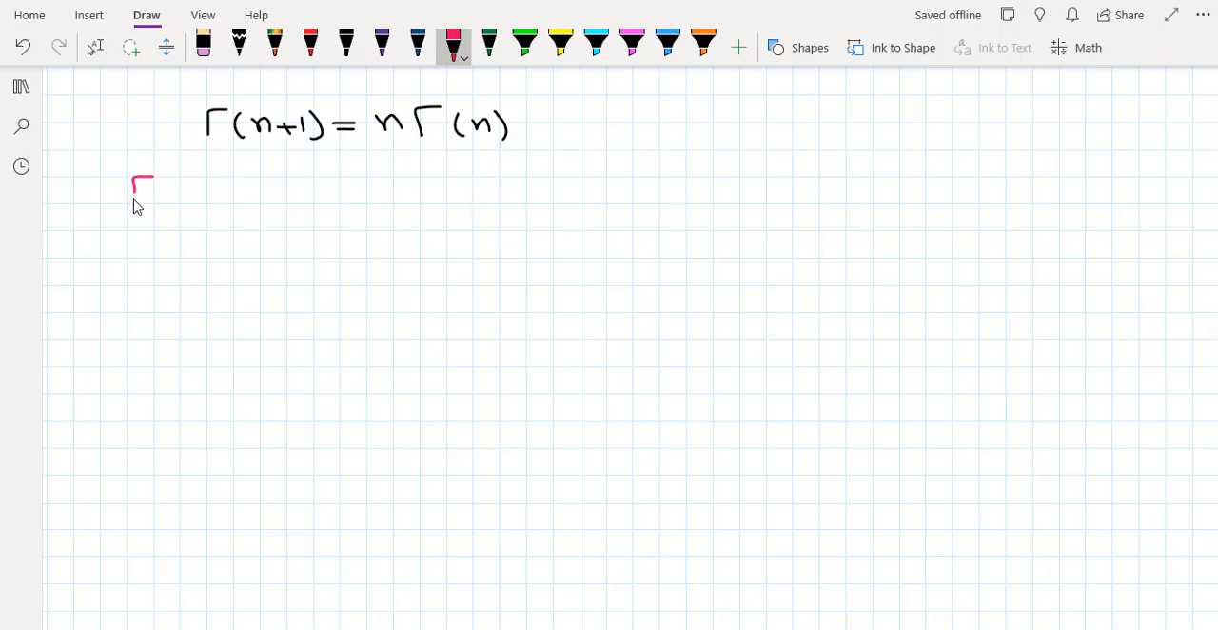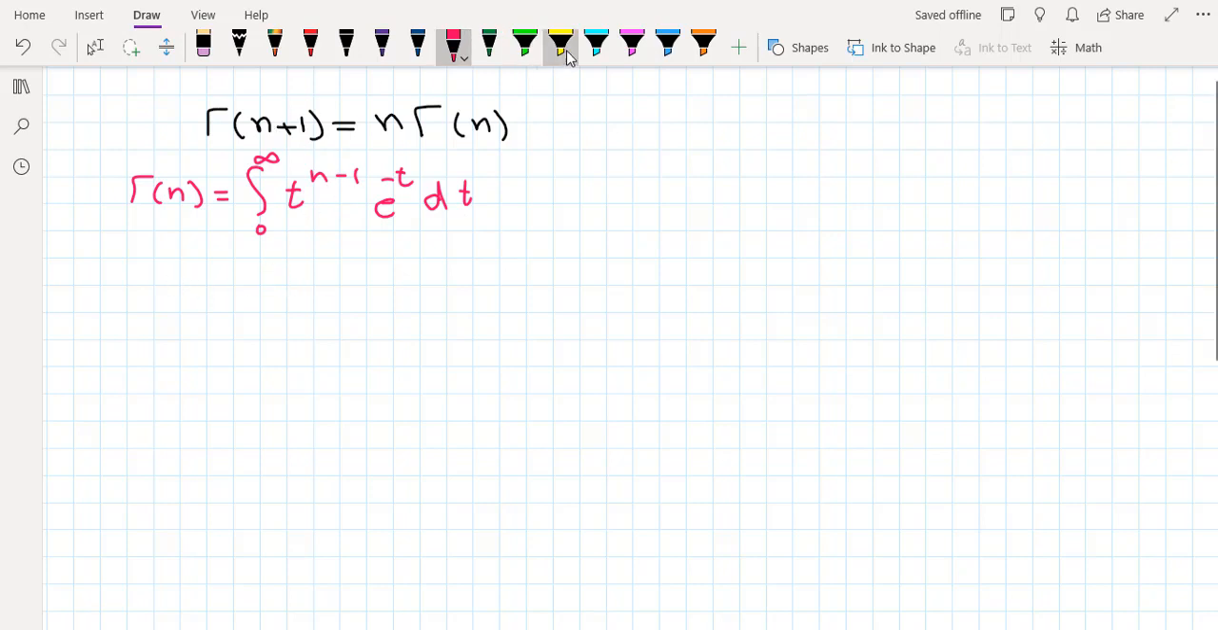The definition is like this: gamma of n is equal to the integral from 0 to infinity of t to the power of n minus 1. So whatever we have in here, it's to the power of n minus 1. And then e to the power of negative t, then dt. In this integral, t is the variable, n is just a constant.